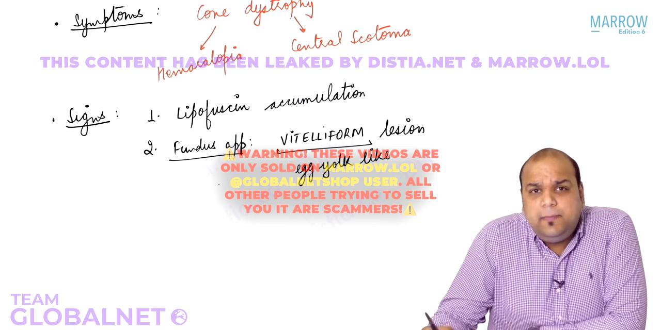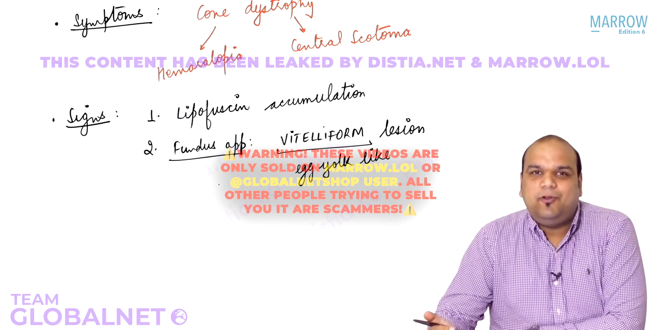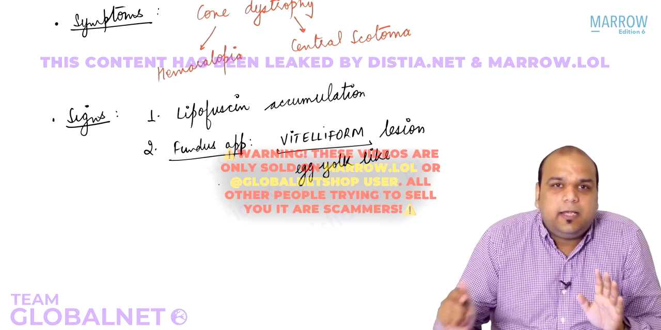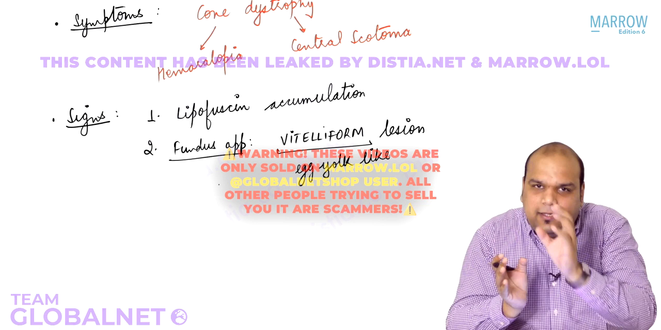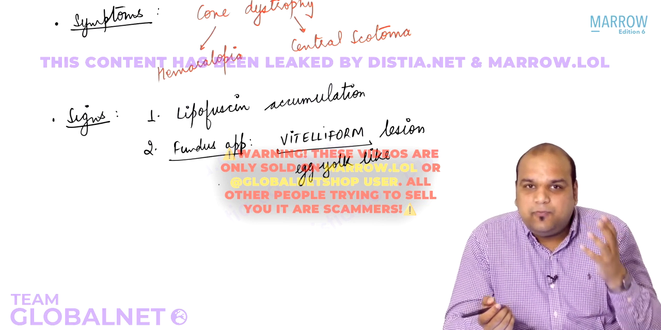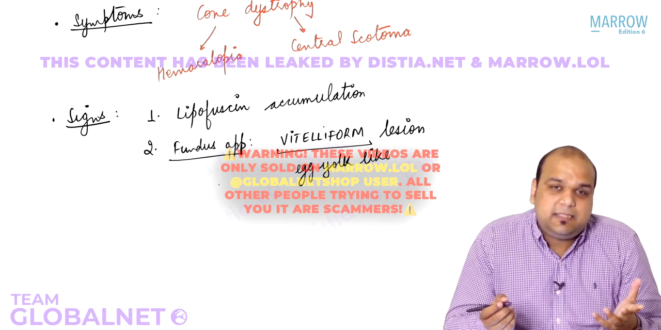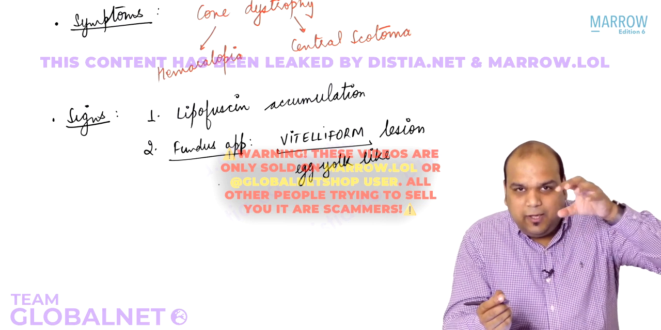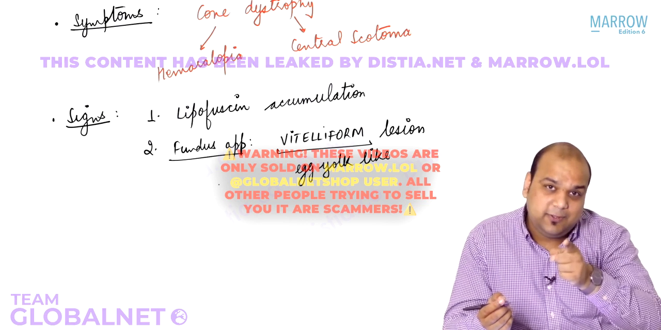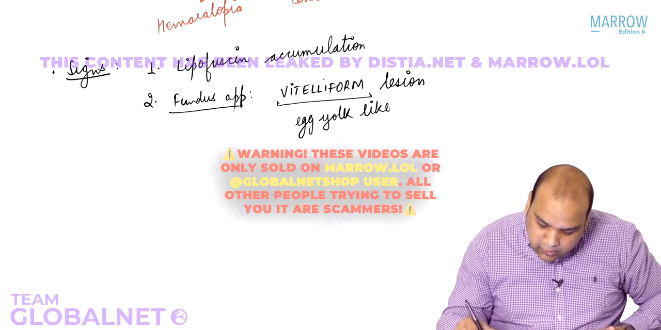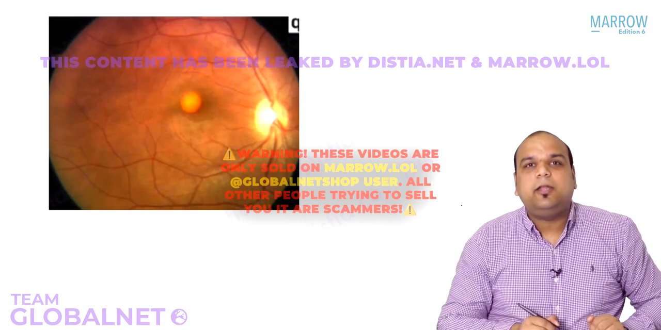Okay. What do we mean by egg yolk like? I hope all of you have eaten an egg. If not, then at least seen an egg, guys. So an egg is said to have two parts, the white and the yellow. The yellow in the center, everybody, is known as an egg yolk. So when you look at the fundus in a case of Best dystrophy, you see as if the egg yolk has been kept on the macula. It's a macular dystrophy. So everything will be seen on the macula.